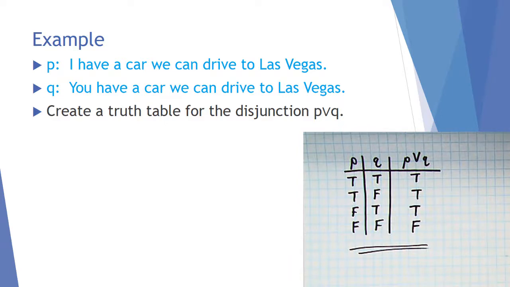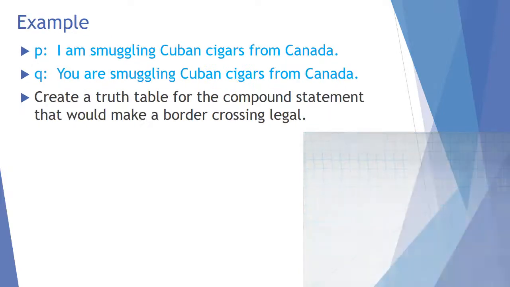Now I'm going to give you one for practice, but let's look at one more that's a little bit more complex before we do that. Let P be the statement: I am smuggling Cuban cigars back from a trip to Canada, and Q is you are smuggling some Cuban cigars back from Canada.